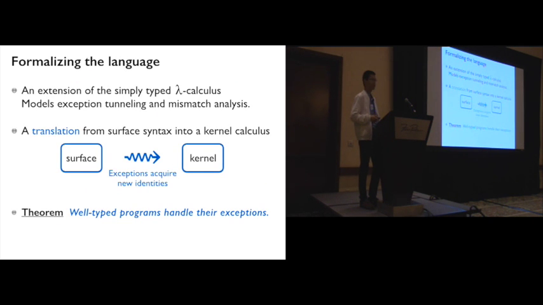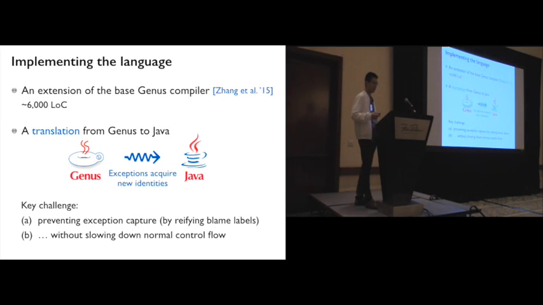We have formalized the core aspects of this new exception mechanism and also proved the soundness theorem that well-typed programs handle their exceptions. We've also built a compiler for it by extending the base Genus compiler. Our code generation currently works by translating Genus code into Java. To avoid exception capture, blame labels must be reified as exception identifiers, so that exceptions can acquire new identities in the generated Java code. But this inevitably introduces a cost to the normal control flow paths in the Genus to Java translation. So the challenge here is to make this cost negligible.